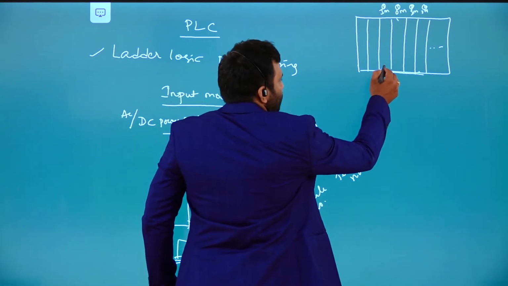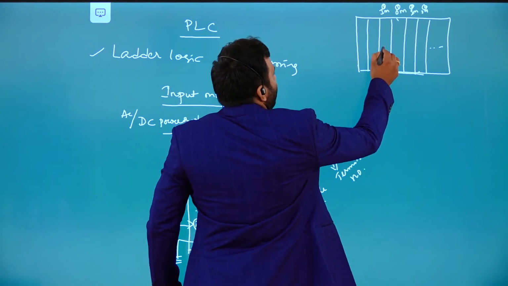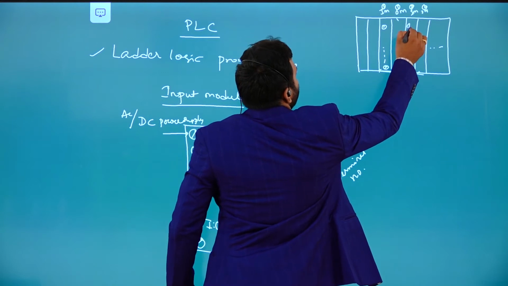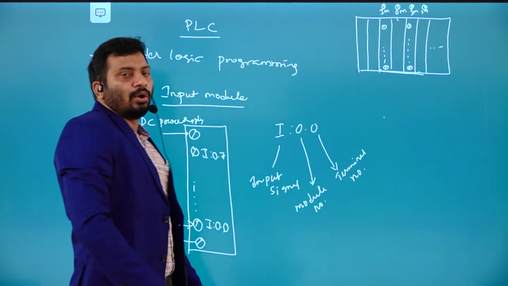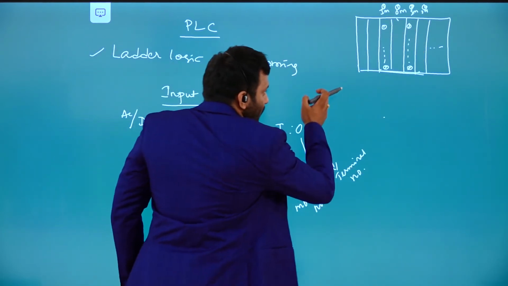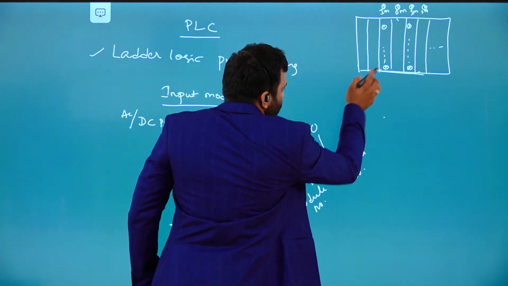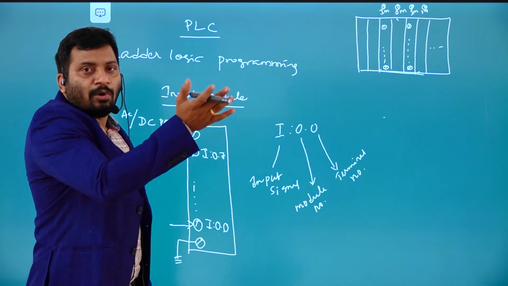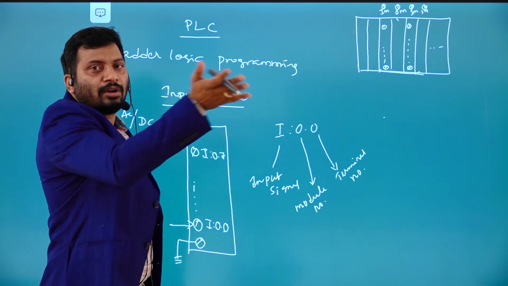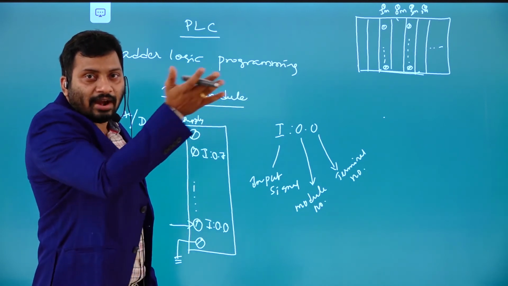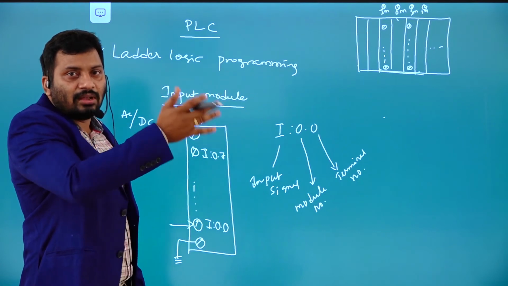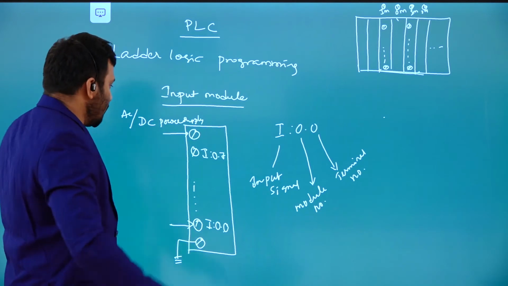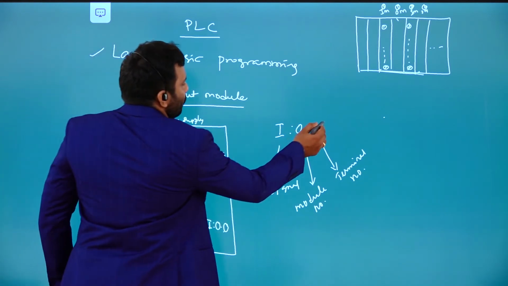In this input module also we have 8 terminals, along with power supply and ground terminal, right? So we need to address to which terminal you connected the input device, right? We need to give some address. From that addressing only, the data is going to be taken further by the processor. That is the reason we need to give addressing.